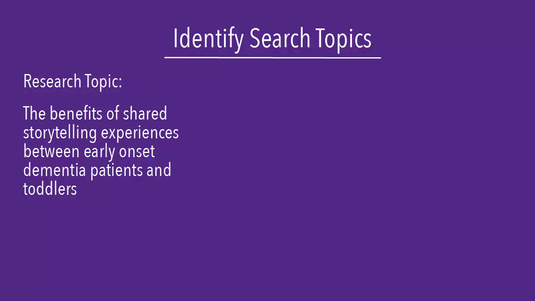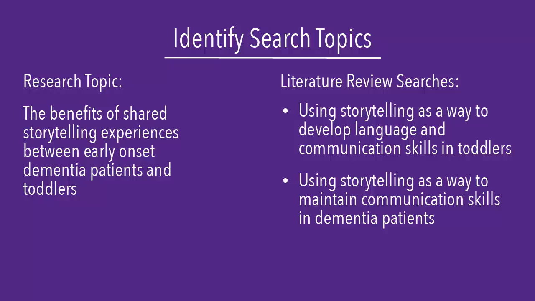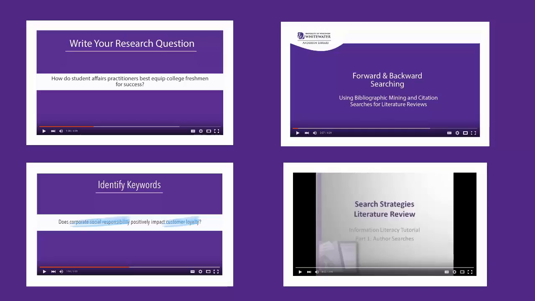For instance, for your literature review, you might look for articles that address the following: using storytelling as a way to develop language and communication skills in toddlers, using storytelling as a way to maintain communication skills in dementia patients, and interactions between the elderly and toddlers. Articles that discuss these topics should inform your own original research. Now you can begin searching.